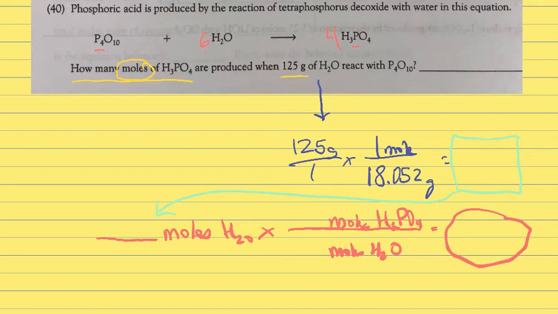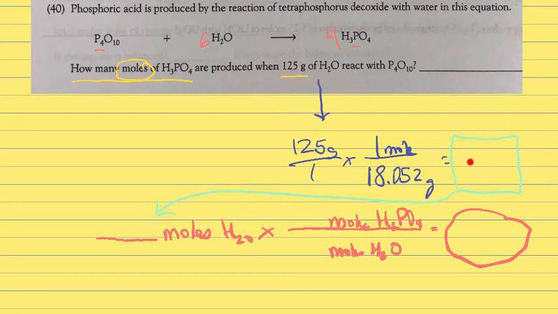So let's talk about the steps involved here then. We're going to take the 125 grams of water. We can look up using our periodic table that 2 hydrogens and 1 oxygen add up to 18.052 grams. Okay, you know how to do that. So then I'm going to let you finish this step. You're going to take the 125, divide by 18.052, and you'll notice that grams are going to cancel, so it'll come out in moles, and that's moles of water.